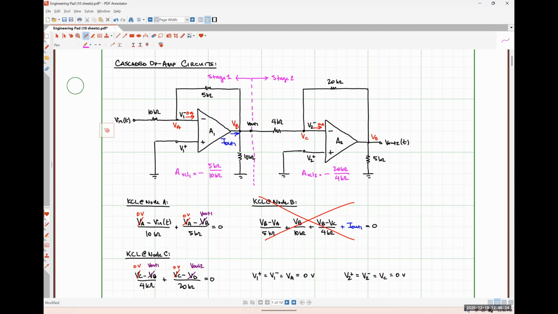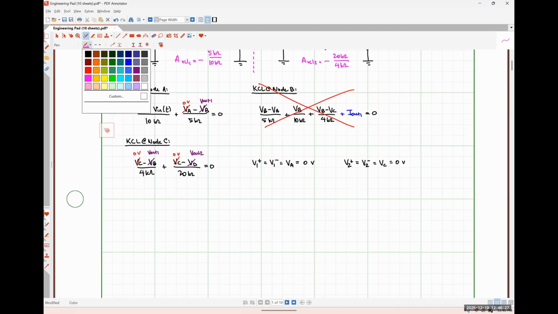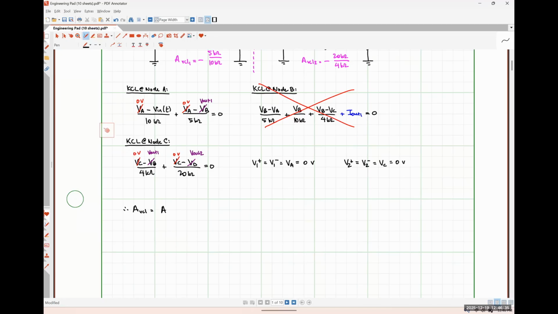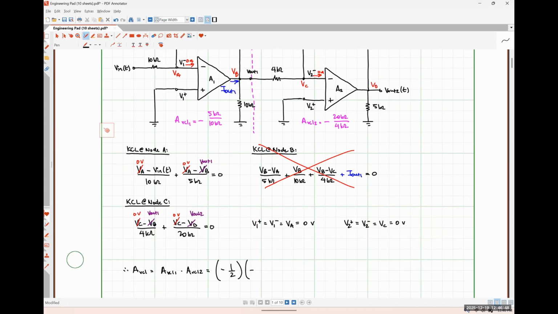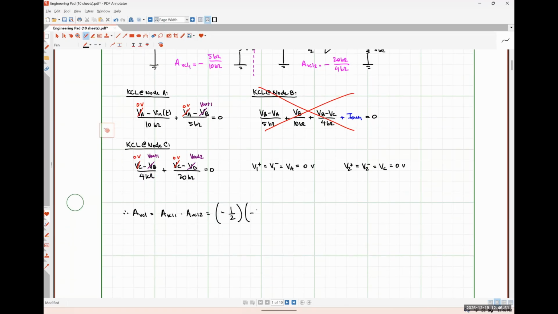over 4 kiloohms. So from this, we could say that the overall voltage gain of the system, AVCL, is just going to be the closed loop gain of stage 1 multiplied by the closed loop gain of stage 2. So that would be negative 1/2 times negative 5, which would be positive 5 over 2, meaning that whatever input signal we apply is going to get scaled by a factor of 2.5. Okay.